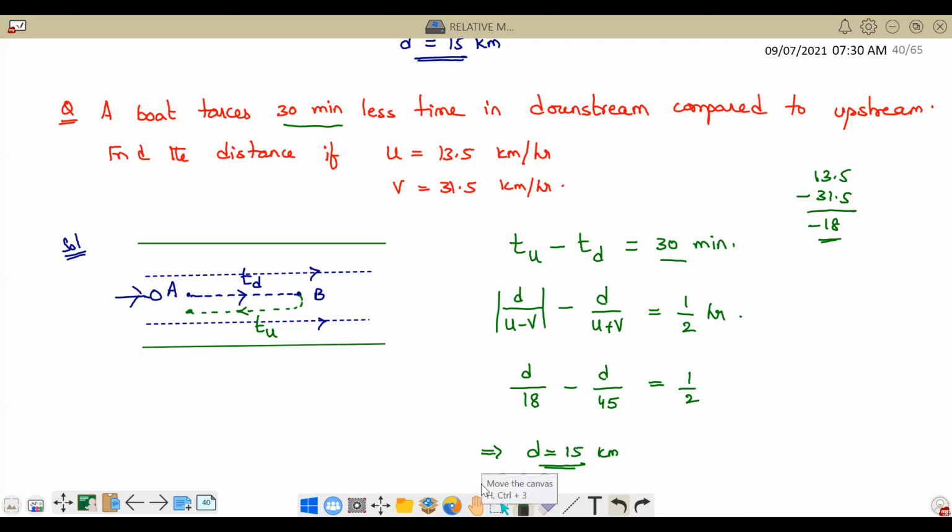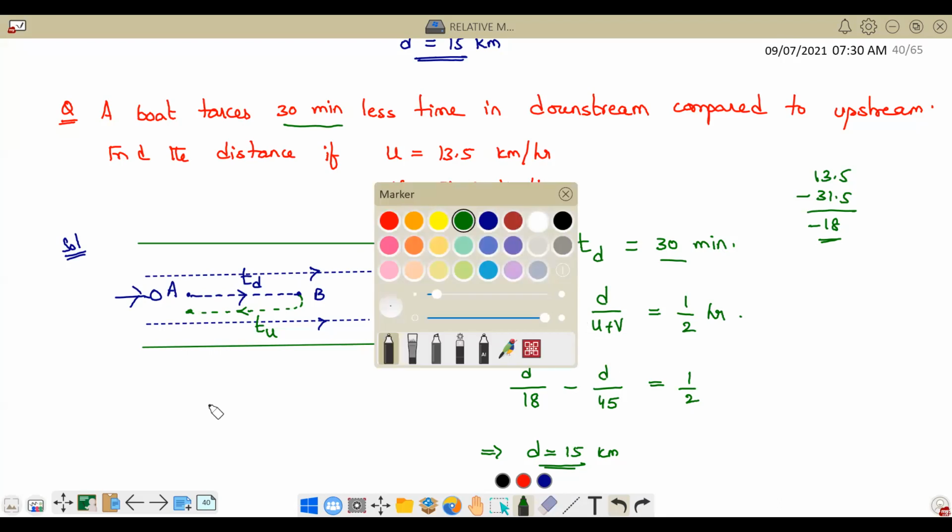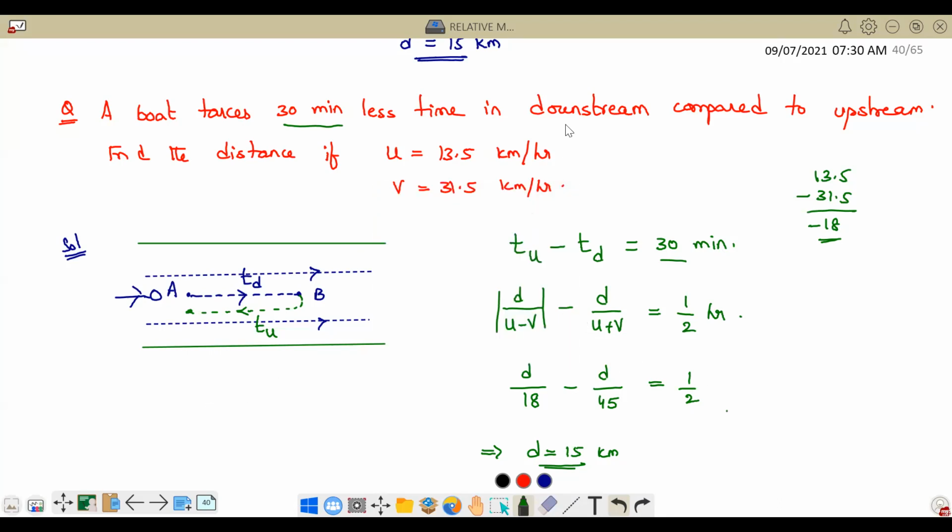As far as this model is concerned, the riverman problem in one dimension, either upstream or downstream, you have only these two equations: time in upstream and time in downstream. They may give different models of problems, but this is the only equation we have. So I hope it's clear.